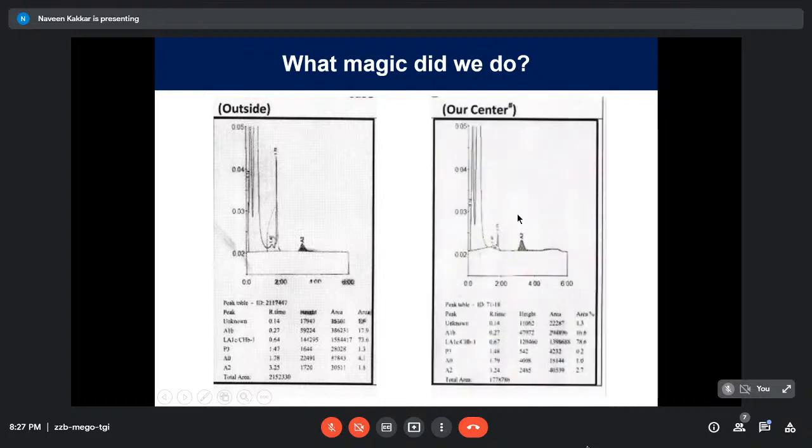That's our center. What do we have? Virtually similar. Nothing different. So actually we did not do any magic. We just interpreted this correctly. Again, if you look, there is no F generated, and that is the pitfall that the outside lab had. Because they saw no F, they reported everything as A and A2, and F was 0.